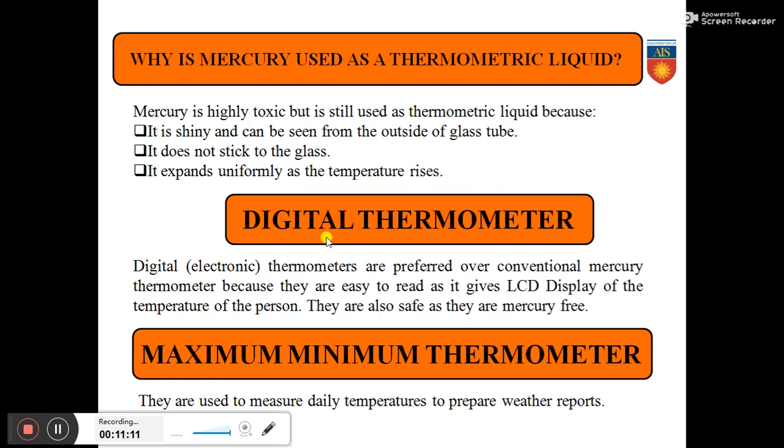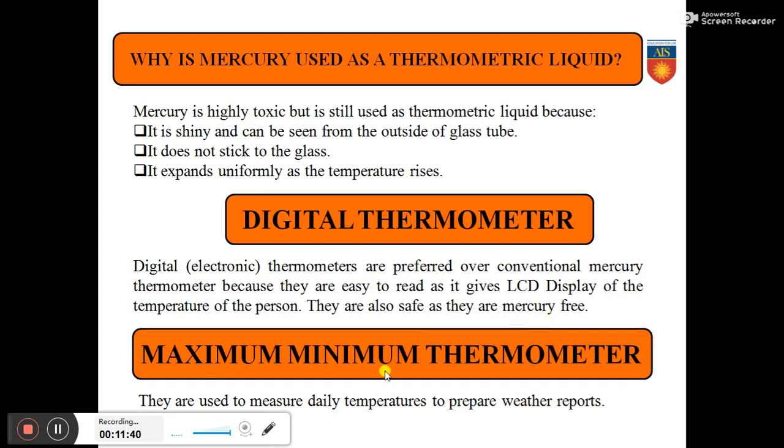Now let us have a look at some other thermometers. First is the digital thermometer. The digital or electronic thermometers are preferred over conventional mercury thermometers because they are easy to read as they give an LCD display of the temperature of the person. They are also safe as they are mercury free. So what are the advantages of digital thermometer? First, they are easy to read. Second, they are safe as they do not have toxic material like mercury in them.